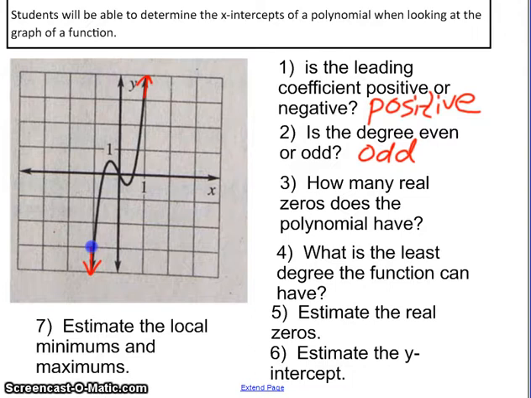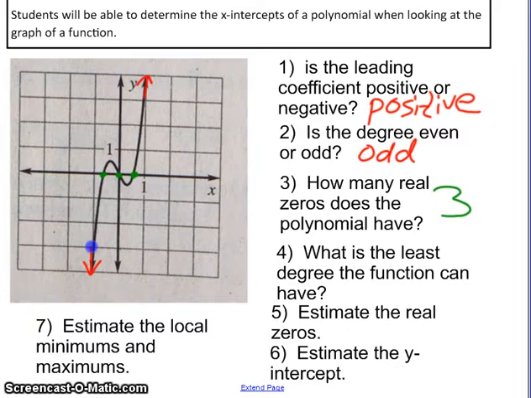How many real zeros does the polynomial have? The real zeros are the places where the polynomial crosses the x-axis. Those are zeros of the polynomial. So I've highlighted 3 of those points on the graph. There are 3 real zeros.